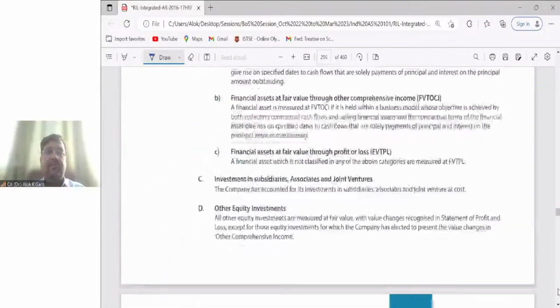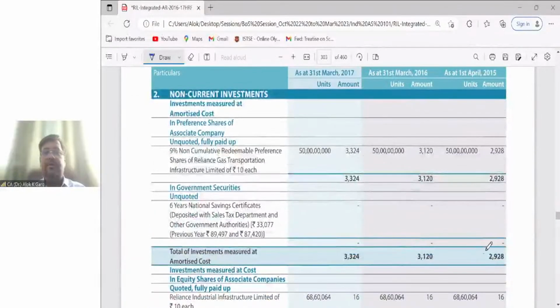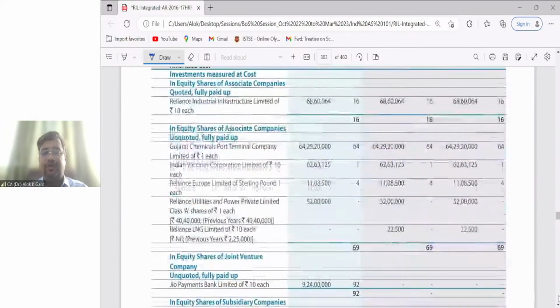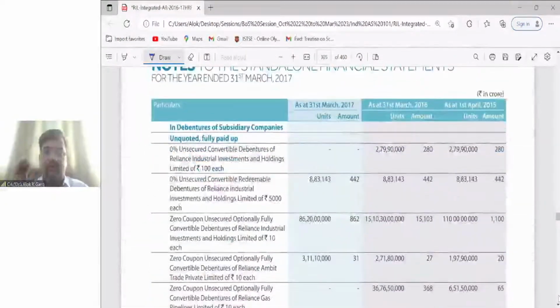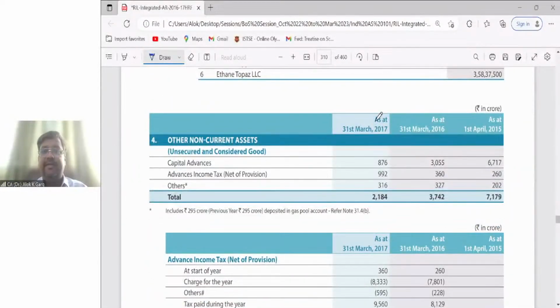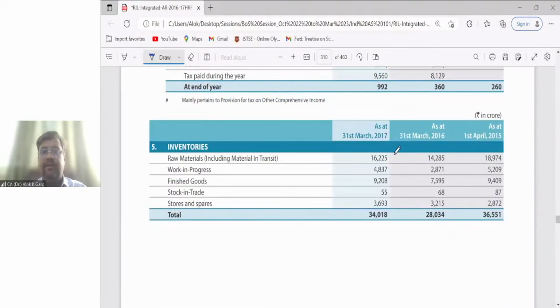This is accounting policy. After accounting policy, there will be balance sheet related notes. See, this is the non-current investment. This is an investment note, which is a balance sheet note. And you can see there 31st March 17, 31st March 16, and 1st April 2015. So they have given all the schedules relating to the balance sheet for 3 years, right? Let me show you a few more schedules. Other non-current asset: current year, previous year, transition date. Inventory: current year, previous year, transition date.